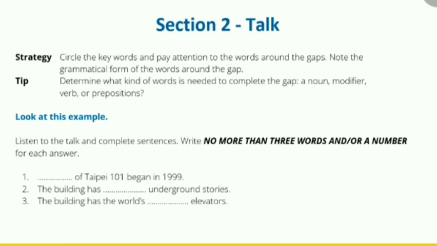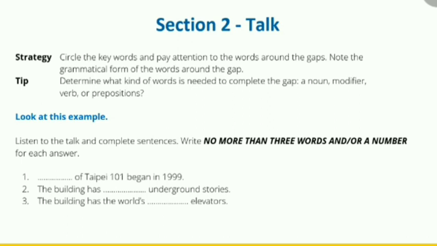The most important strategy here to remember is circling the keywords and paying attention to the words around the gaps. Also, you have to keep in mind that you need to pay attention to the grammatical form of the words around the gaps as well. And you also have to determine what kind of words are needed to complete the gap.